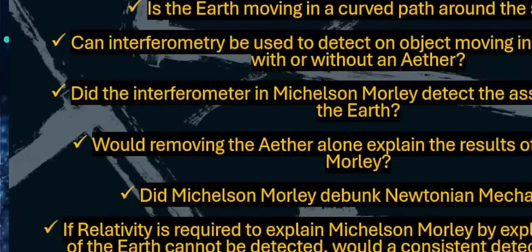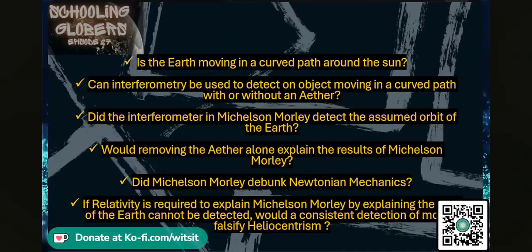So, Jesse, you were going to say something. The question is, can interferometry be used to detect an object moving in a curved path with or without an ether? With or without. In other words, either way. Well, it can be used to detect the angular motion of an object, but it does not have to be moving along a path, and moving along a path does not change whether or not it's detecting the angular. If it's turning at 15 degrees an hour, it'll measure 15 degrees an hour whether it's sitting still and turning or moving along a curved path and turning at 15.